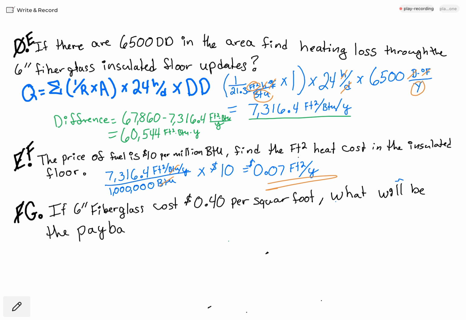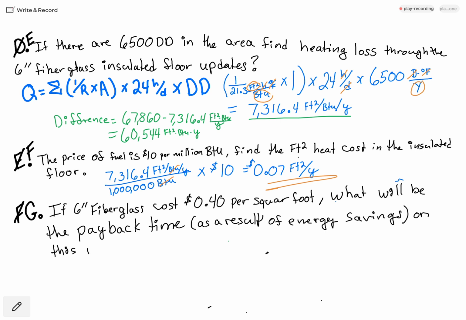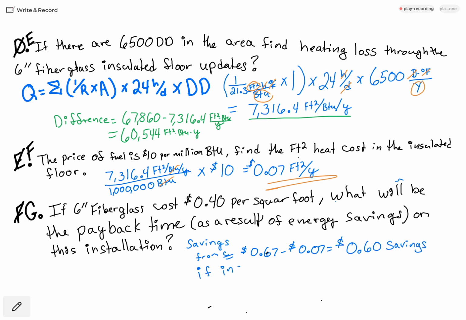Question G says this is for the insulation of the fiberglass. It's going to cost us 40 cents per square foot. What will be the payback time as a result of the energy savings? I'm not going to have to spend that money on loss of energy. So if I take my insulation savings, I can see that it's going to cost me 7 cents. 67 minus 7 is 60 cents total savings. So I'm saving 60 cents since it's only going to cost me 40 cents.